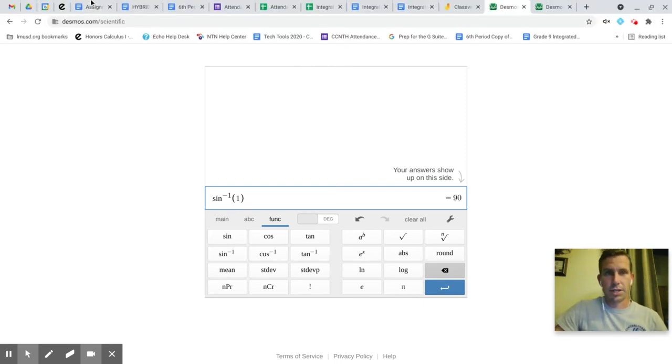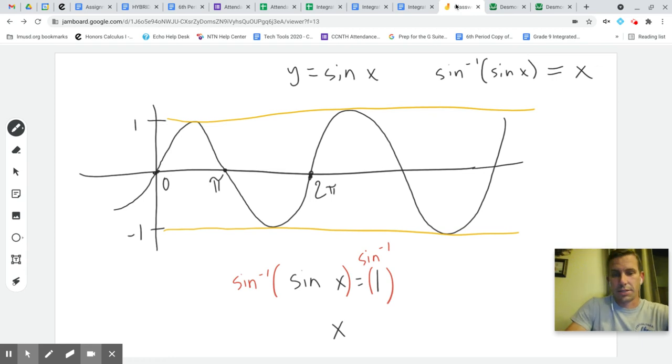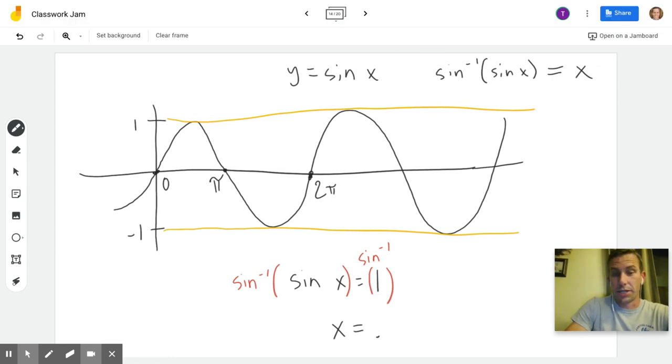So let me go back to my Jamboard. X is equal to 90 degrees, which is pi over 2 radians. So since we're working in radians, I'm just going to say that. X is equal to pi over 2 radians.